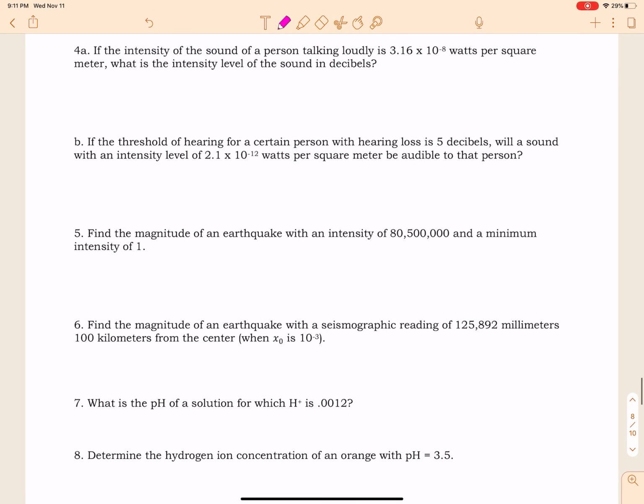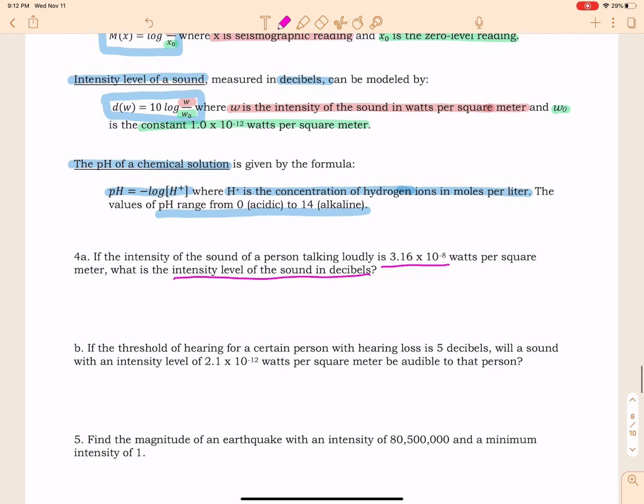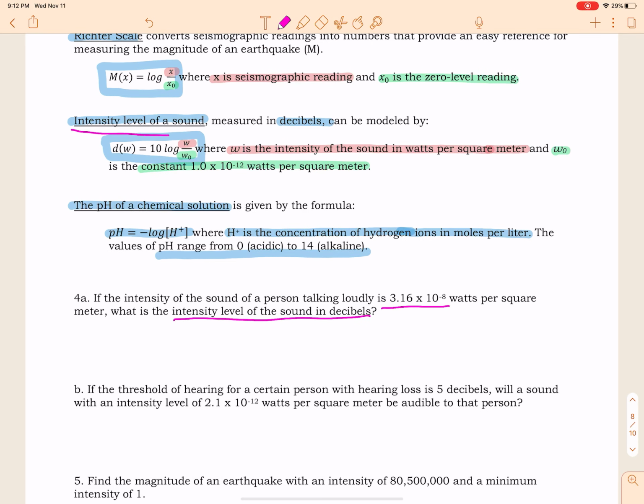All right, number 4 here for my example. If the intensity of the sound of a person talking loudly is 3.16 times 10 to the negative 8 watts per square meter, what is the intensity level of the sound in decibels? Okay, so it's clear that we're using decibels here, so I'm going to go up and look at this formula right here. I'm going to be using the intensity level of sound formula.